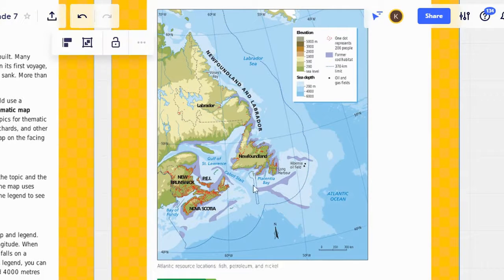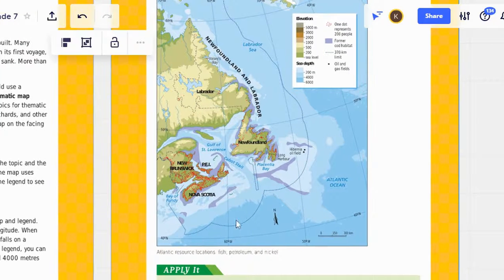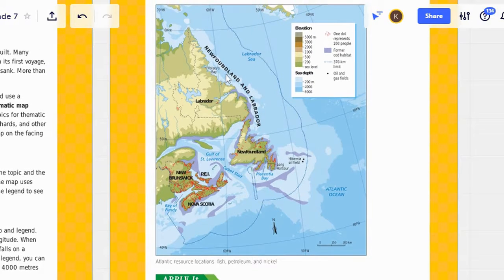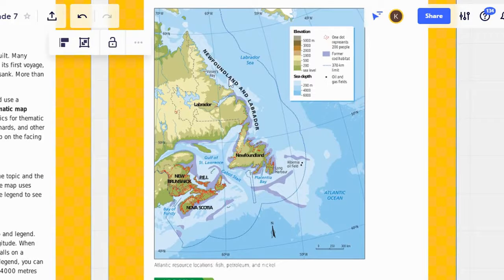So if we look at the bottom of this map, it's found on page 33, it says Atlantic resource locations for fish, petroleum, and nickel. So that kind of tells us what's happening on that map. The other thing that's very helpful to look at in a map when we're trying to figure out what it's about is to look at the legend. So in this map, it's up in the top right-hand corner.